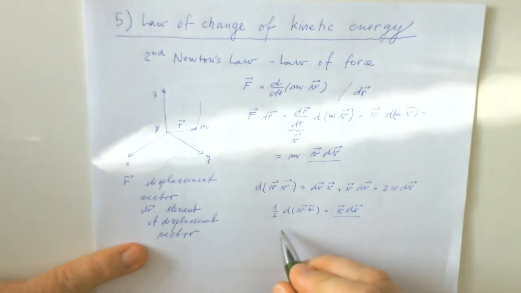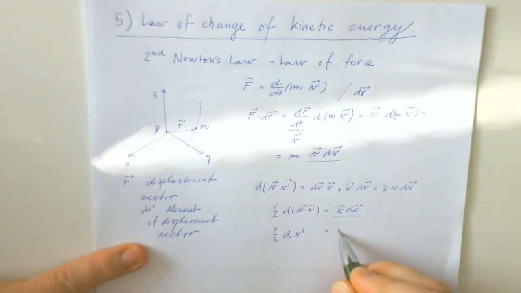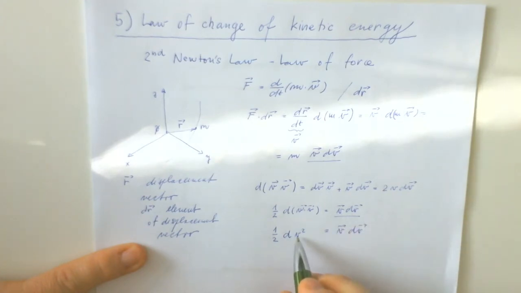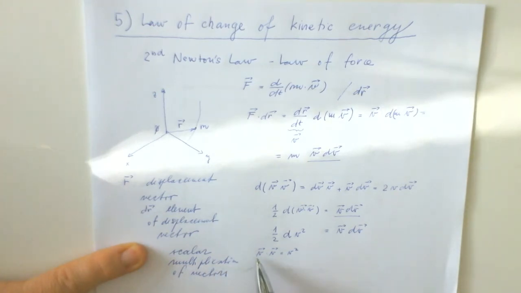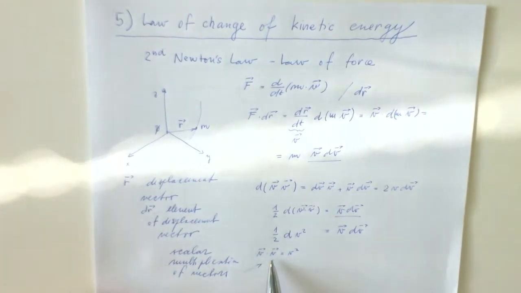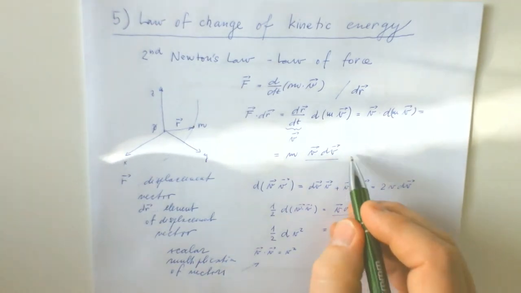So we can say that 1/2 of d v square is v dv. Why v square? Because there is a scalar multiplication of vectors. I hope you know it. If you multiply one vector in scalar multiplication by another vector, and they are the same vectors, you get the square of the size of the vector. So we can continue here.